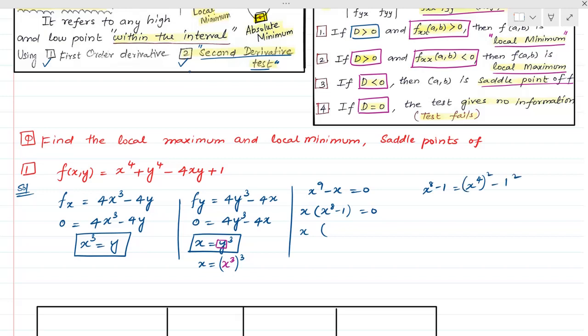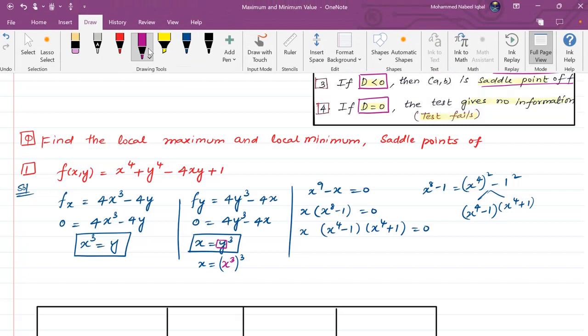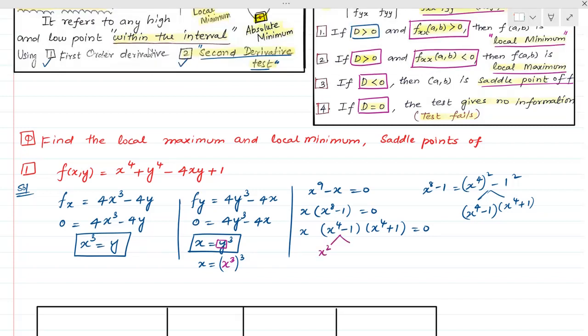And this is whole square minus 1 whole square. So you will have a formula, a square minus b square. So x power 4 minus 1, x power 4 plus 1. Same thing I will write it here: x power 4 minus 1, x power 4 plus 1 equals 0. Again, this one becomes x square minus 1 and x square plus 1. And the remaining is going to be the same. Here you have x, here you have x power 4 plus 1 equal 0.